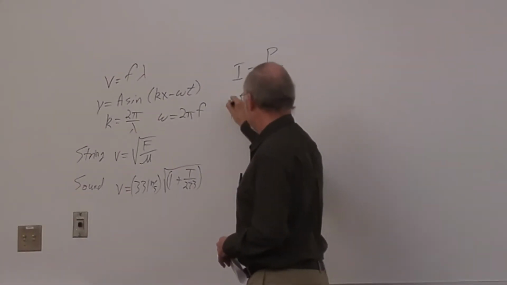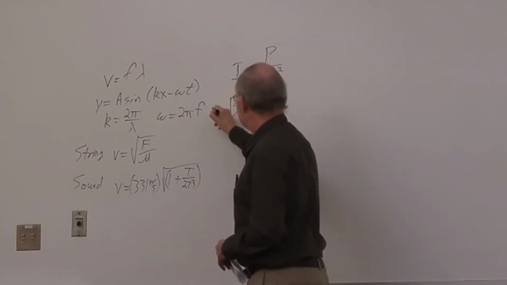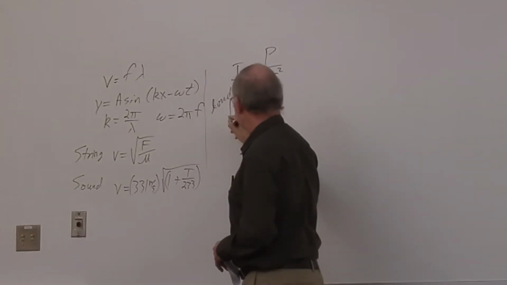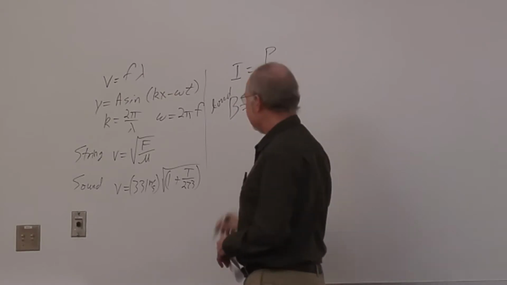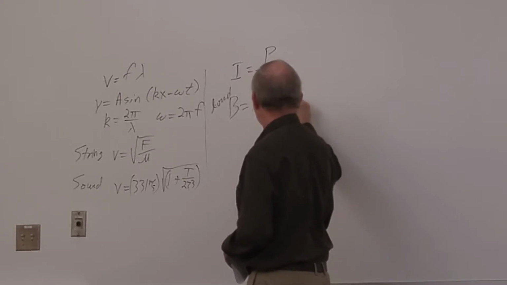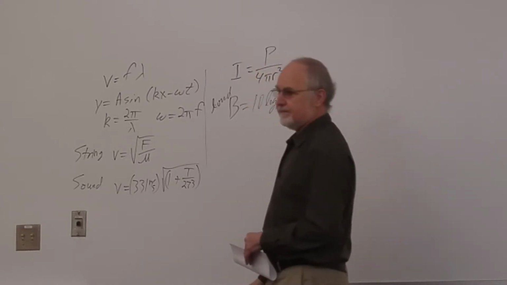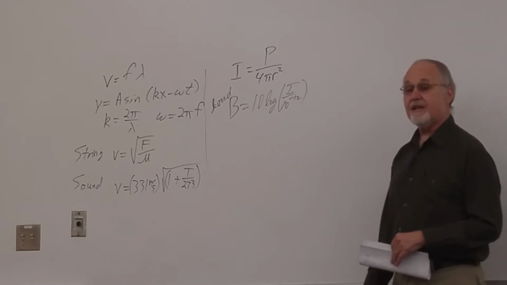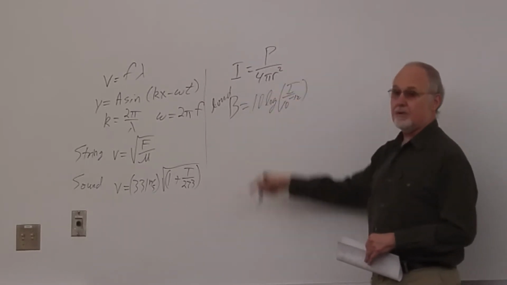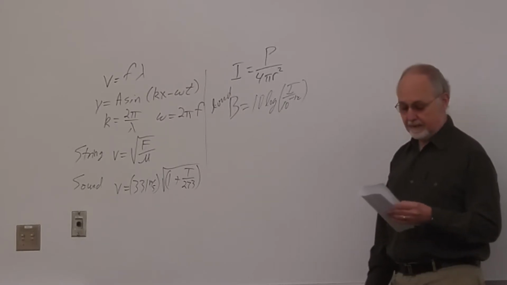The loudness. How loud is that sound? That's the decibel, and that's 10 times the base 10 log of intensity over 10 to the negative 12. So that equation. So anything dealing with loudness and or intensity, we've got these two equations we can work with.